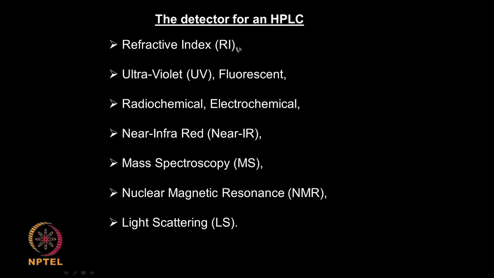So, what are the detectors? The HPLC detectors could be refractive index detector, ultraviolet, fluorescent detectors, radiochemical, electrochemical, near infrared, mass spectrometer, nuclear magnetic resonance, light scattering. So, a large number of detectors can be used. We will not spend time on those because we have shortage of time.